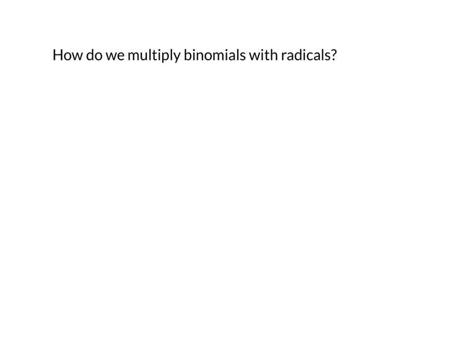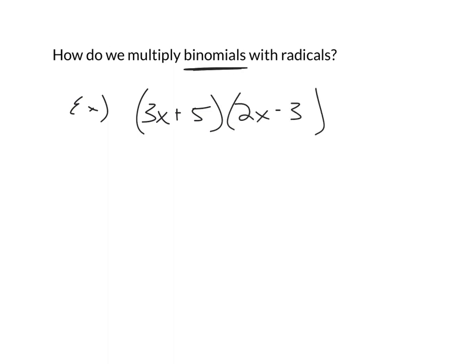Today we're going to be talking about multiplying binomials with radicals. In order to do that, you're going to have to remember what a binomial is. A binomial is two terms, right? For example, you've multiplied binomials before, like 3x plus 5 times 2x minus 3. So take a minute, multiply those out, see what you get.